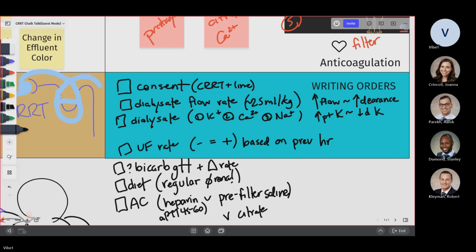accordingly. Then comes your labs, where you can choose how frequently you want the labs to be drawn. Do they want them Q6 hours, Q8 hours, and what labs do you want? The nurses can draw it accordingly. With the CRRT orders, unless and until you make any changes, you can continue with the same CRRT orders. Usually the only changes that come is the fluid management. You want to remove the patient 25 cc's, you want to go 50.